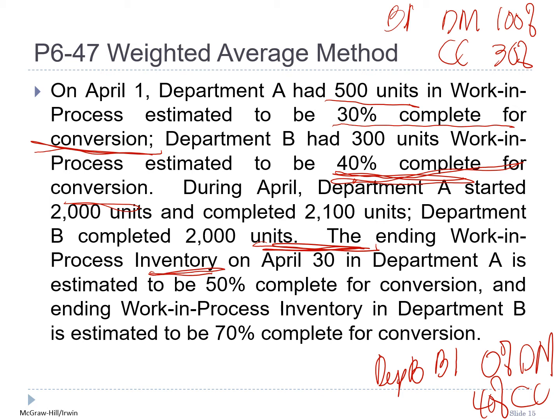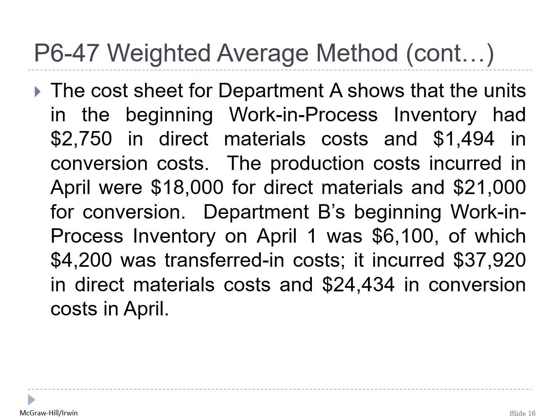The ending work in process inventory on April 30 in Department A is estimated to be 50% complete for conversion. And ending work in process inventory in Department B is estimated to be 70% complete for conversion. Ayan. So, that's the information for the number of units. The third paragraph will give us information with regards to the costs incurred for each department.